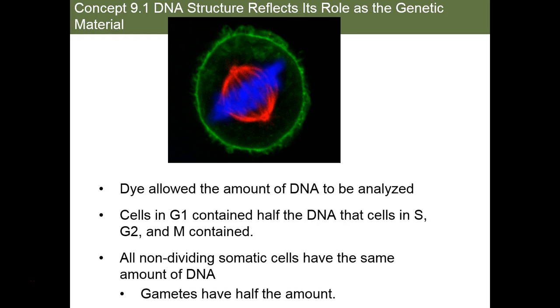The dye allowed the amount of DNA to be analyzed. Cells in G1 contain half the DNA that cells in the S, G2, and M phases had. By examining the amount of dye these cells took up, scientists saw that all non-dividing somatic cells have the same amount of DNA, while gametes had half this amount.